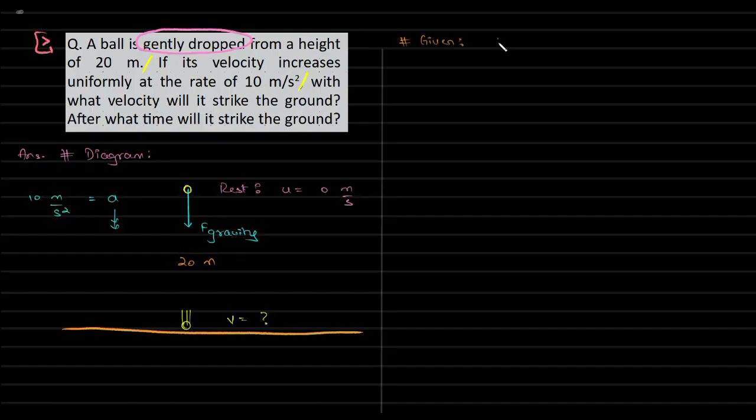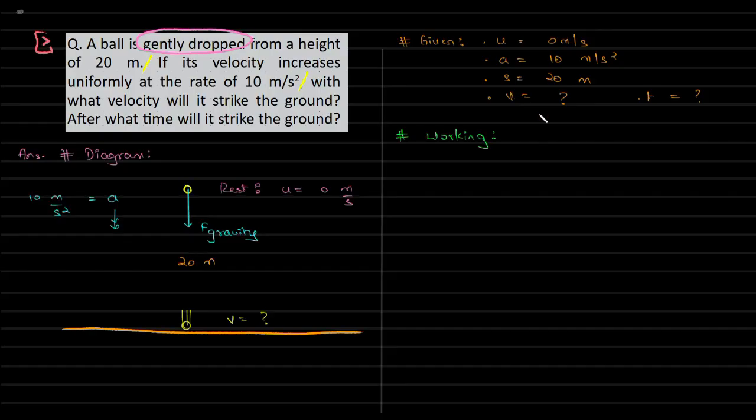So let's jot down the given. It initially started its journey with 0, and the acceleration is 10 meter per second square. The distance it needs to travel is 20 meters, and the final velocity is unknown. And they're also asking, after what time will it strike the ground? So t is also unknown. So let's begin with finding the final velocity.